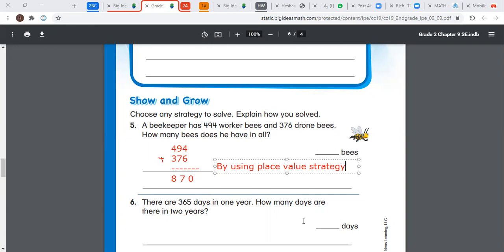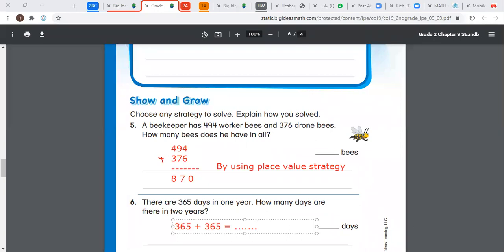Okay. Now, my dear students, let's answer the next question. There are 365 days in 1 year. How many days are there in 2 years? To get how many days in 2 years, you have to add 365 and 365. Because in 1 year, 365 days. So to get how many days in 2 years, it means 365 plus 365. Now let's write 365 plus 365.